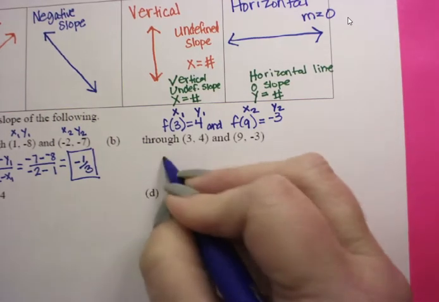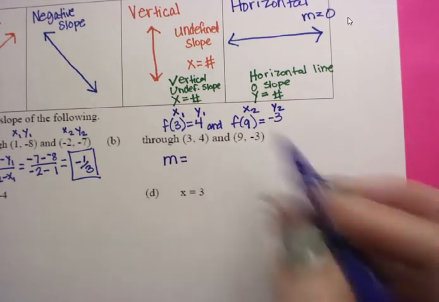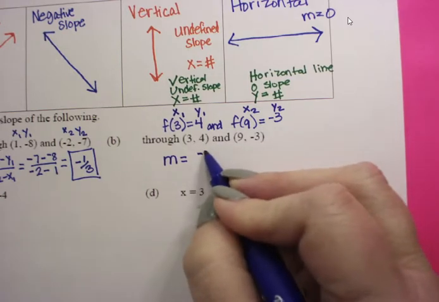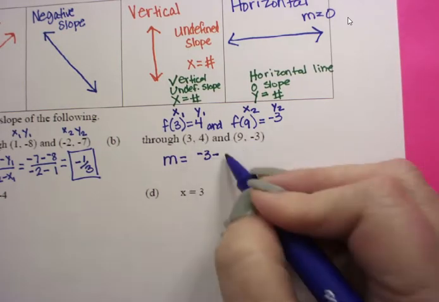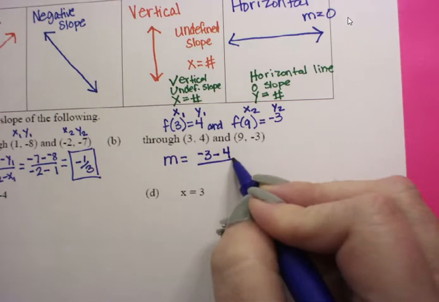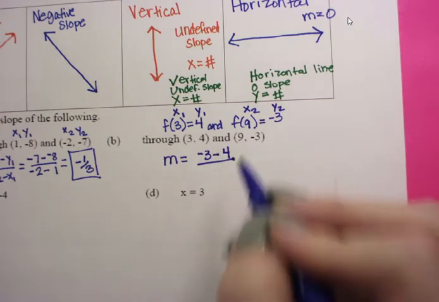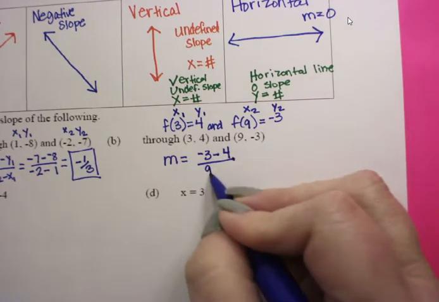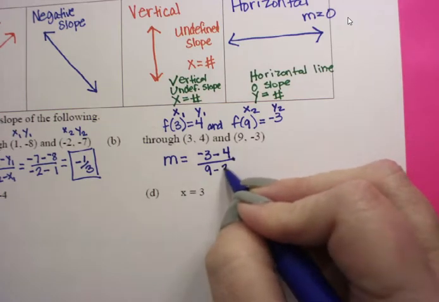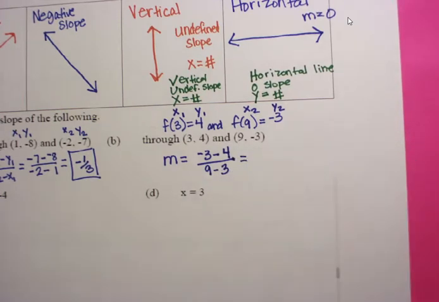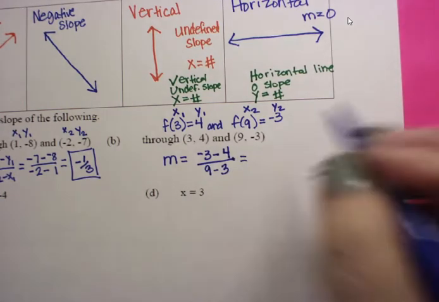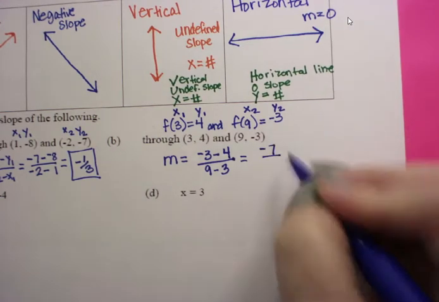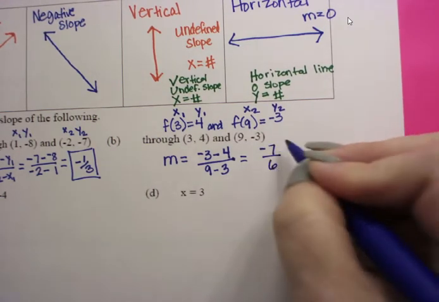All right, so we'll still use the formula. y sub 2 is -3, subtract y sub 1, which is 4, over x sub 2, which is 9, subtract x sub 1, which is 3. All right, -3 subtract 4 is -7. 9 subtract 3 is 6.